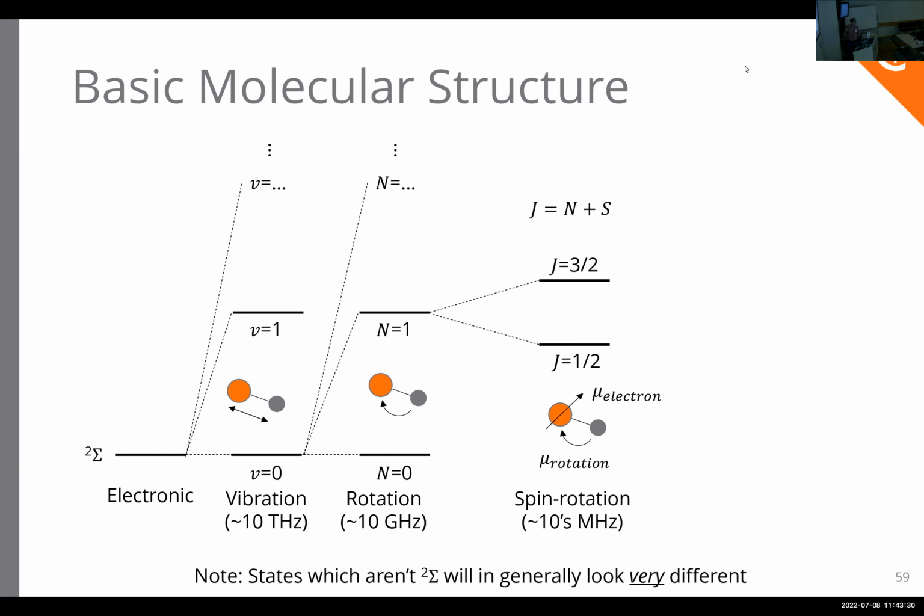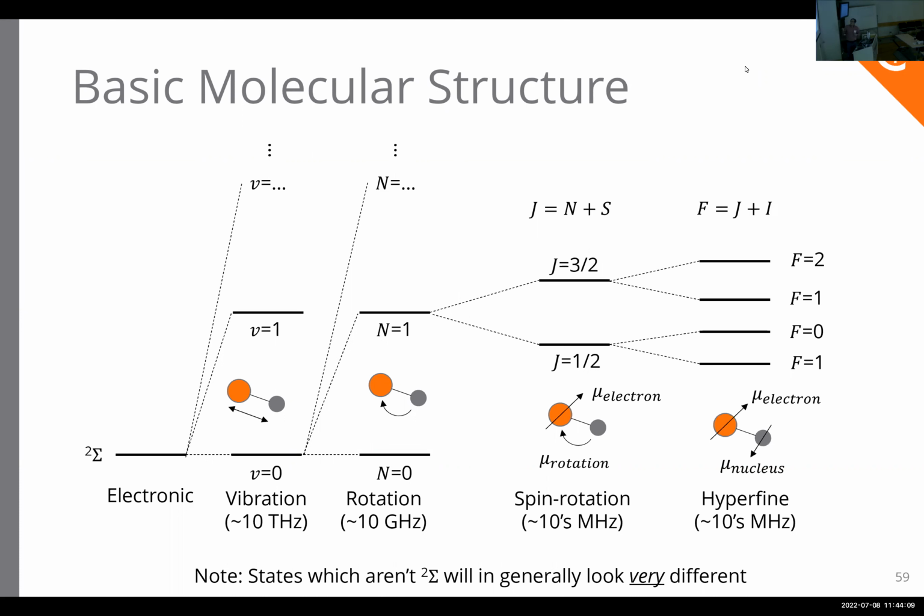There's a metal-centered unpaired electron spin, which has a magnetic moment. That magnetic moment interacts with the rotation of the molecule. The molecular rotation is the nuclei rotating around. Nuclei have a charge, and rotating charges make a magnetic field. That magnetic field interacts with the magnetic moment of the electron and splits each rotational state into two states, depending on the relative orientation of the nuclear rotation and the electron spin. This is called spin rotation coupling, and it's typically around tens of megahertz. So you get a J equals 1/2 and a J equals 3/2 state split out of this N state.